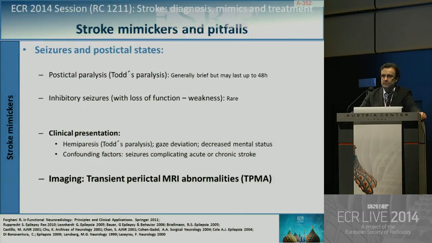The challenging cases sometimes are the seizures and the post-ictal state. We know that we have post-ictal paralysis, the so-called Todd's paralysis. It's rare to have inhibitory seizures, meaning seizures that course with loss of function. The most common presentation is hemiparesis after a tonic-clonic generalized seizure. We are going to gather all the changes that we can see as the transient periictal MR abnormalities.